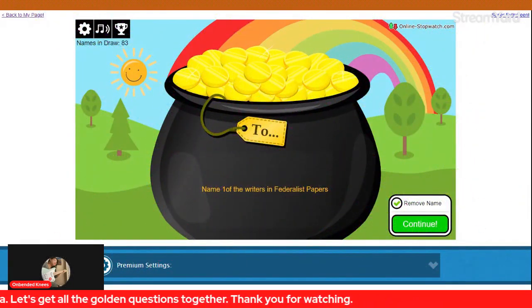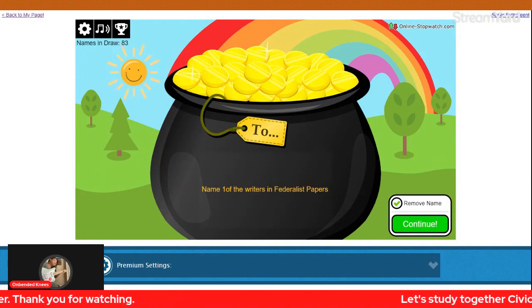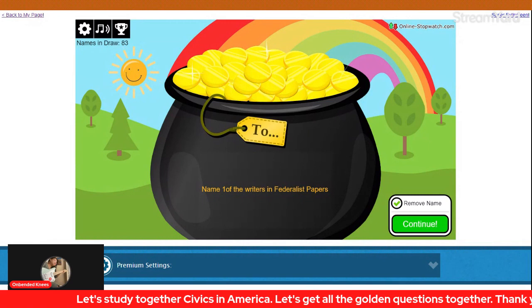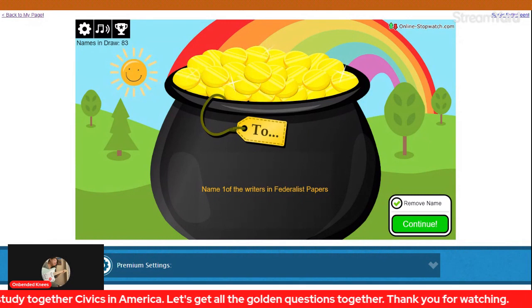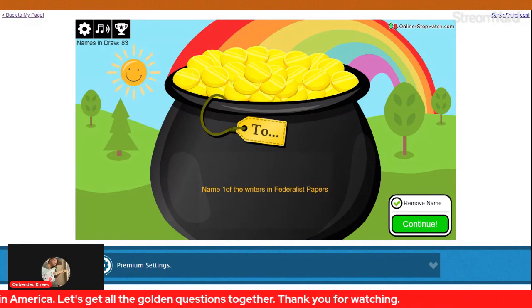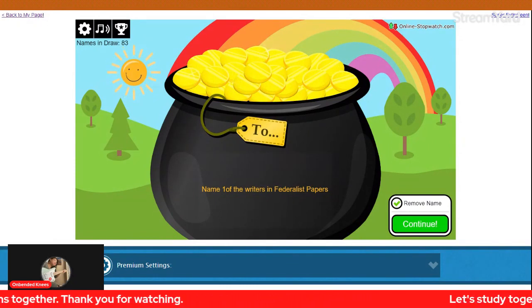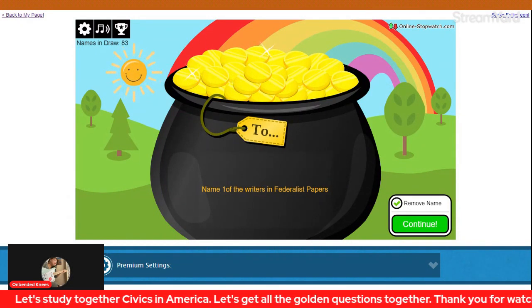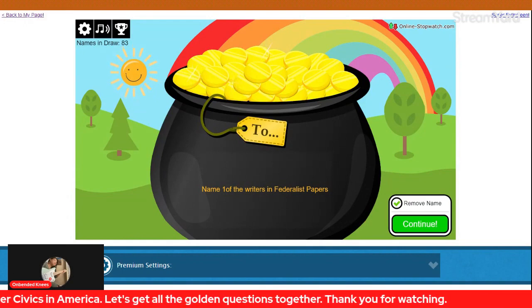Federalist Papers. James Madison, John Jay, Publius, and I think Hamilton. Wait, let me double check, guys. Alexander Hamilton, James Madison. There are only four. So James Madison, Alexander Hamilton, John Jay, and Publius.